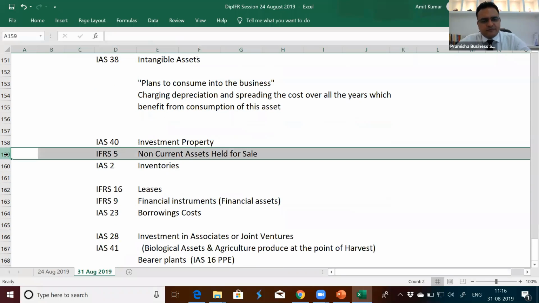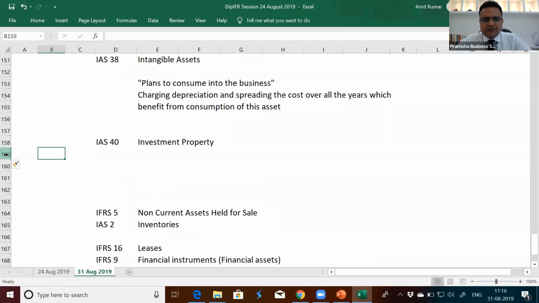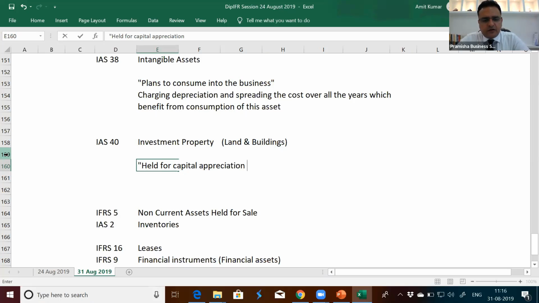IAS 40, this is specially for land and buildings. This standard is specially for land and buildings only. The standard is for dealing with land and building, because if we bought any land and building and we are holding it for capital appreciation or for renting it out to others. If this investment property is held for capital appreciation or renting it out to others, in the absence of IAS 40, where we would have shown it?